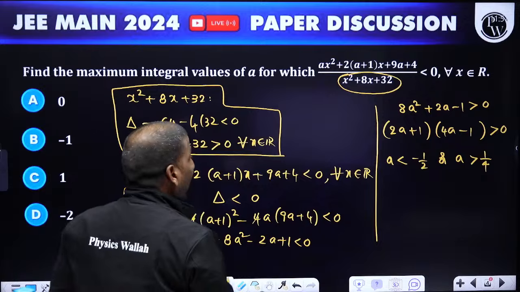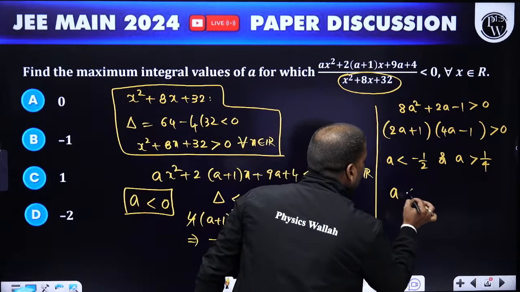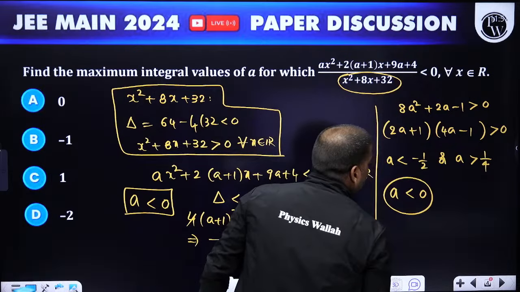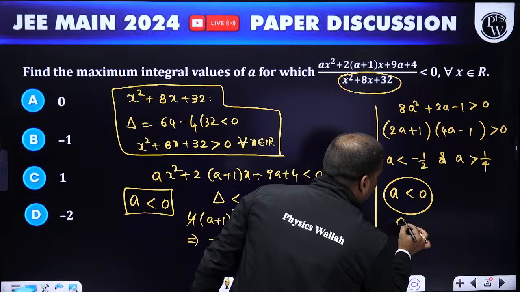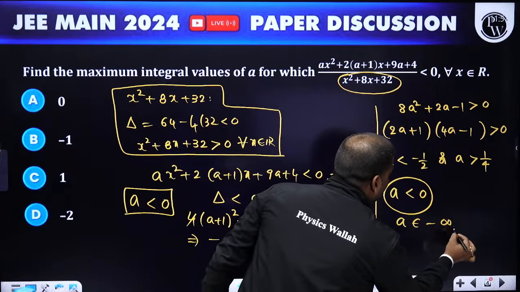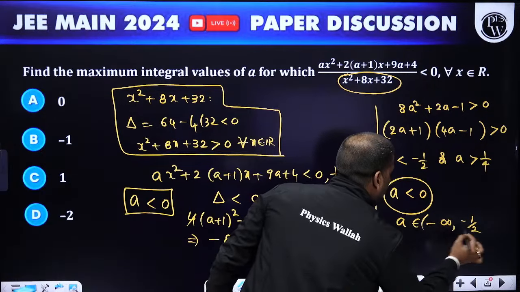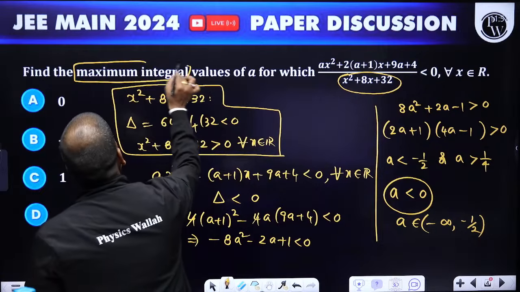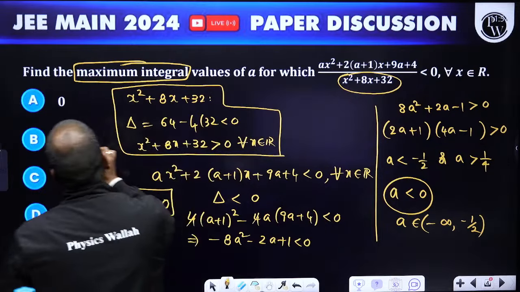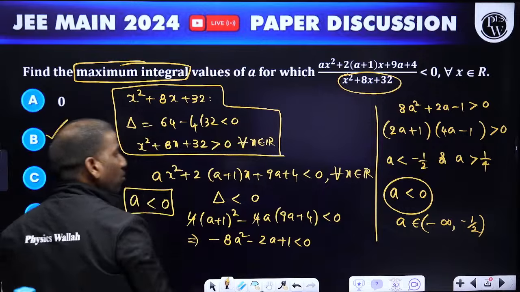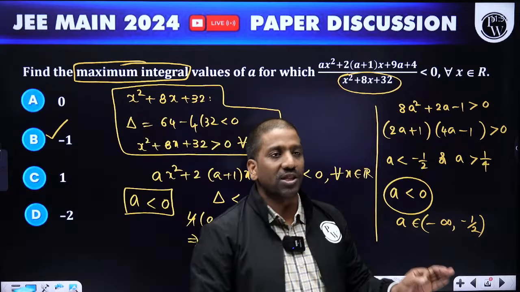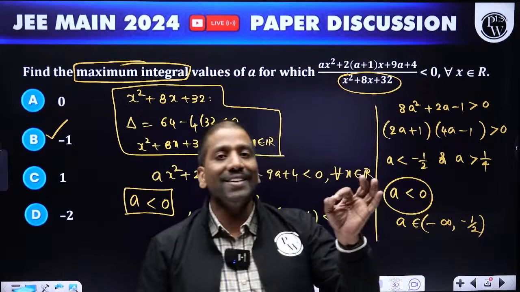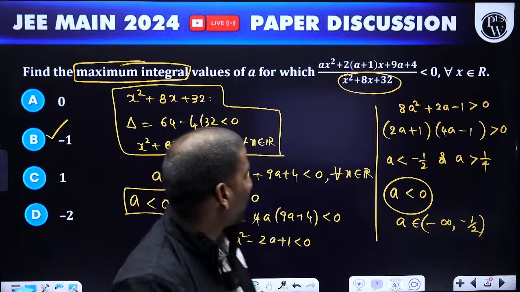But a is less than 0. Right? So then what is the right answer? a belongs to minus infinity to minus 1 by 2. But we want the maximum integral value. What could be the maximum integral value? The maximum integral value will be minus 1. So the maximum value in this set is minus 1. Right? That's what it is.